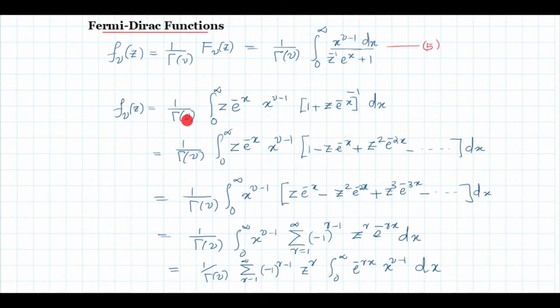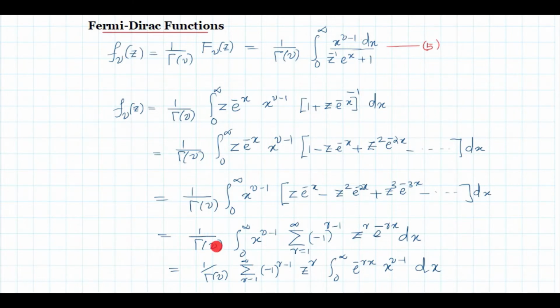This is 1 by gamma of nu integral 0 to infinity. You take z raised to minus 1 e raised to x outside. Then in the numerator, that becomes z e raised to minus x. Already there is an x raised to nu minus 1. 1 divided by 1 plus z e raised to minus x becomes (1 plus z e raised to minus x) raised to minus 1. You can apply binomial expansion here. Then this becomes 1 minus z e raised to minus x plus z square e raised to minus 2x and so on. Take this z e raised to minus x into this bracket. That becomes z e raised to minus x minus z square e raised to minus 2x plus etc.